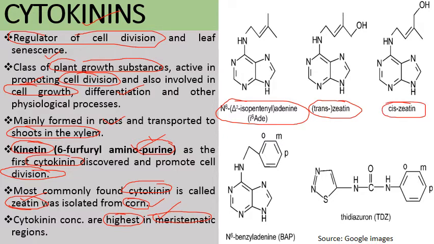Then we have some artificial or synthetic cytokinins like benzyl adenine. It is also known as benzyl aminopurine, and TDZ. So these two are synthetic cytokinins, basically, which show similar properties to those of the natural cytokinins. So their function is also the same; just as natural cytokinin works, these chemical substances also work in the same way.